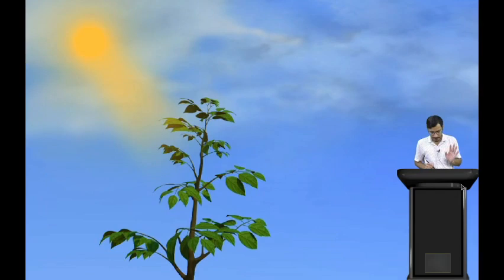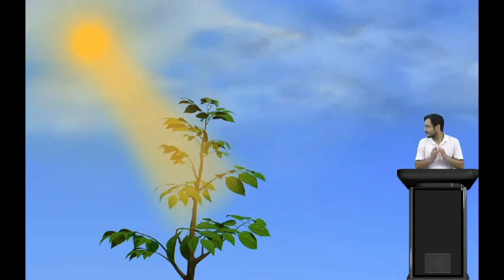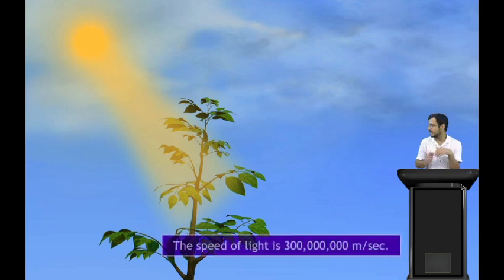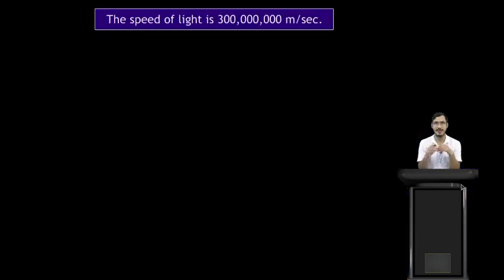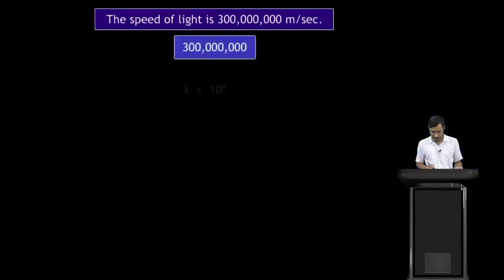So here you can see again the sun's energy, the speed of light, that is 300,000,000. Students, it's difficult to read, it's difficult to learn, and it's difficult to write this number. So here we can use exponential form. How can we write it in exponential form? Here you can see 3 into 10 to the power 8.